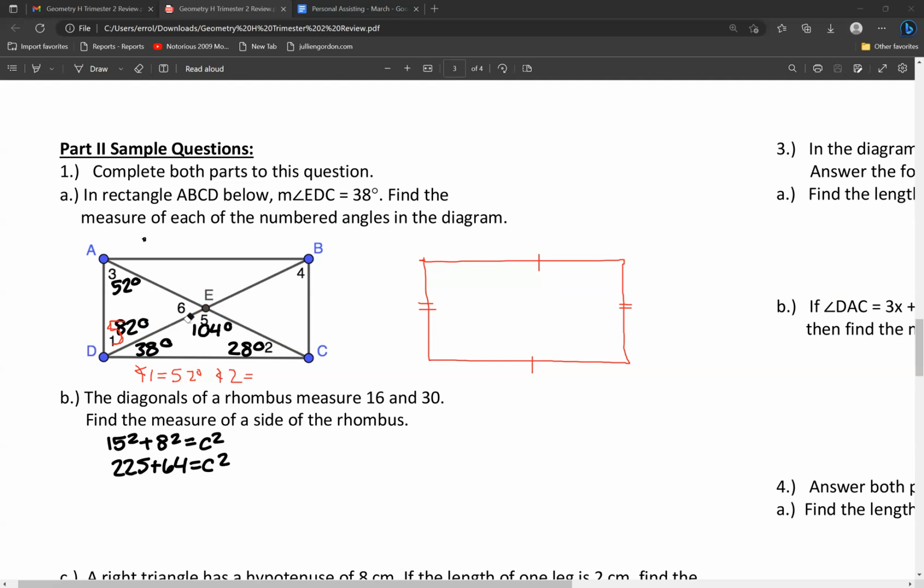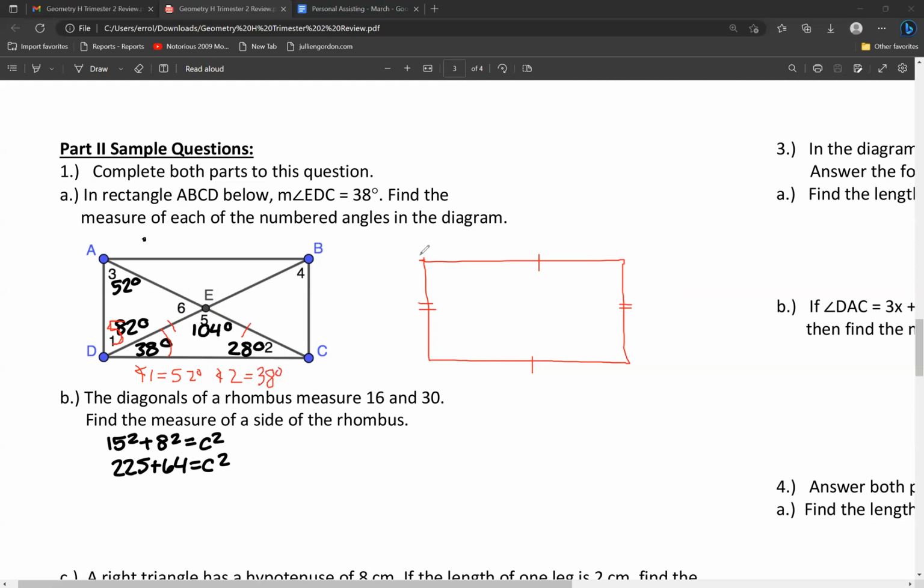So what do we know about isosceles triangles? Two sides equal the same thing. Okay, that's true. So this length equals this length. What else do we know? In terms of angles, what do you know about that angle and this angle? They're the same too. Exactly. So if that one's 38, angle 2 has to be 38 also.